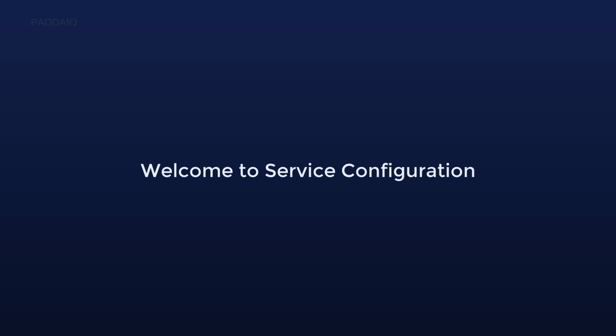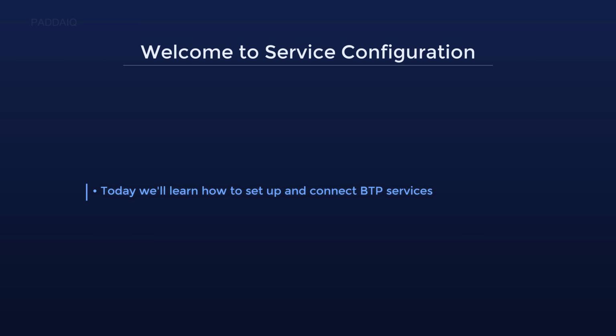Welcome to Service Configuration in SAP BTP. Today we will learn how to set up and connect BTP services. This means configuring cloud services and linking them to work together. For example, setting up an SAP HANA Cloud database and connecting it to your application so it can store data. Mastering this process is essential for building integrated solutions on the platform.